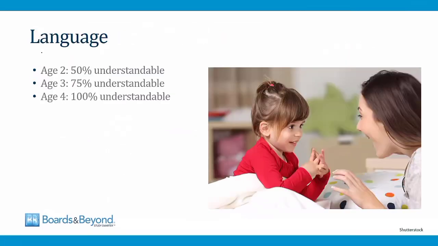Another helpful rule of thumb has to do with how much of a child's language you can understand based on their age. At age 2, you should understand about half the words that a child speaks. By age 3, you should understand 75% of the words, and by age 4, you should be able to understand 100% of the words that a child speaks.